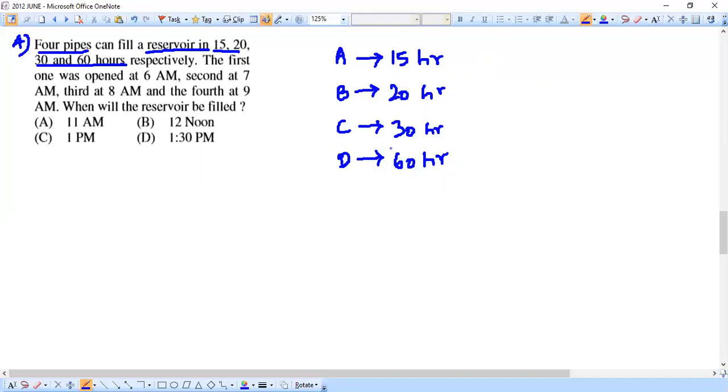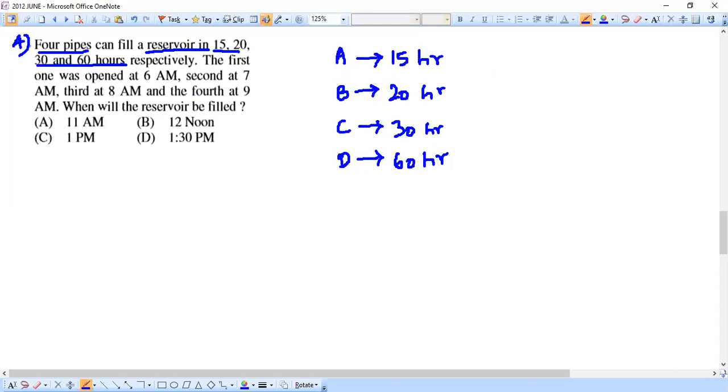Because the more time it is taking, the efficiency will become less. And the other way, if the time taken is very less, the efficiency is more. And if the time taken is more, the efficiency is very less. Okay, fine. Now, what is asked in the question?